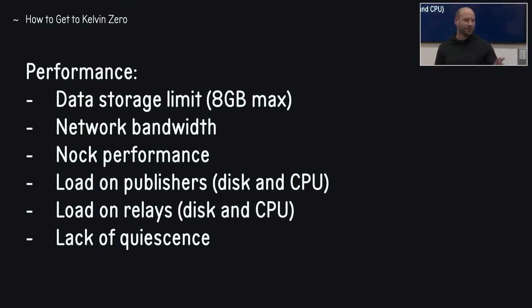So the last three, load on publishers. Disk, so a publisher on Urbit is somebody who's hosting data that they're publishing to other people. So you're hosting a chat, hosting a blog that you're publishing. Maybe you're publishing source code for an app that other people can install by downloading it from your ship. Any of those things, the disk and CPU load on those publishers tends to be quite high. And that can be a scaling bottleneck.